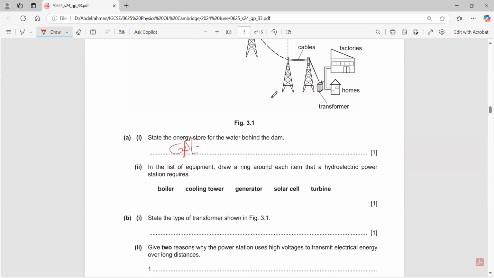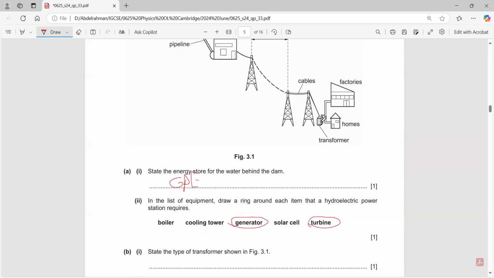In the list of equipment, draw a ring around each item that a hydroelectric power station requires. Does it require a boiler? I don't think so. Does it require a cooling tower? Again, no. A generator? Definitely yes. Solar cell? Nope. And a turbine? Yes.